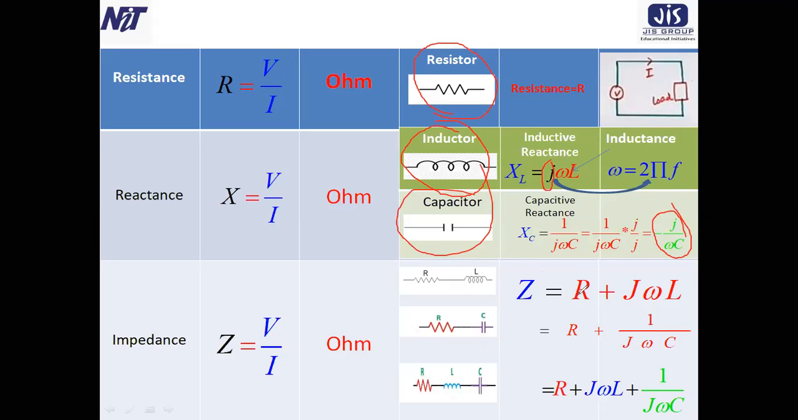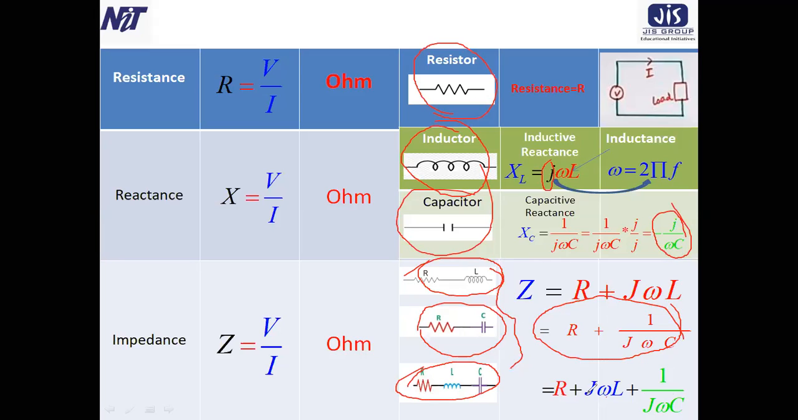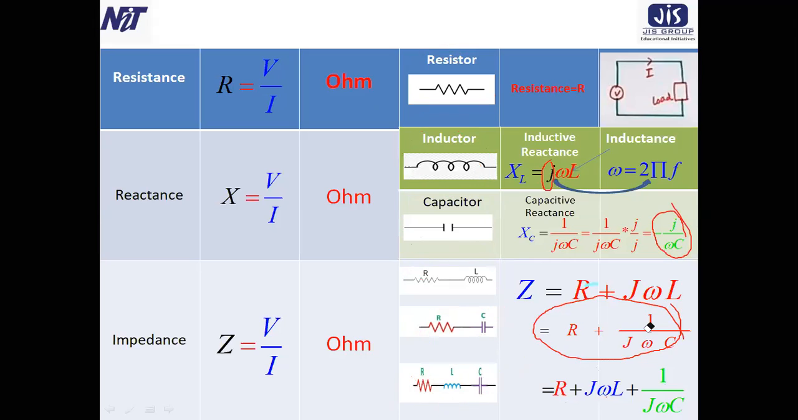So what will be the value of Z? For series RL circuit, Z equals R plus J omega L. For series RC circuit, Z equals R plus 1 by J omega C. And the impedance for series RLC circuit is the combination of these two: R plus J omega L plus 1 by J omega C. In this way, we can find the value of the inductive reactance, the capacitive reactance, and the impedance of series RL circuit, series RC circuit, and series RLC circuit.